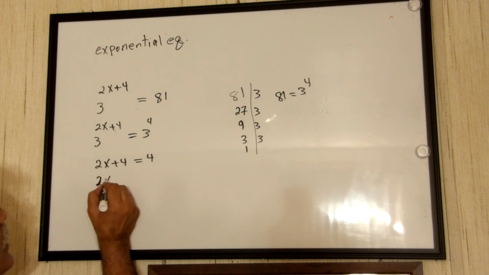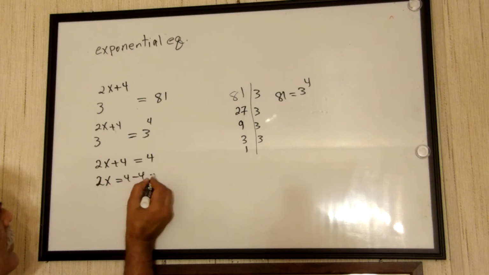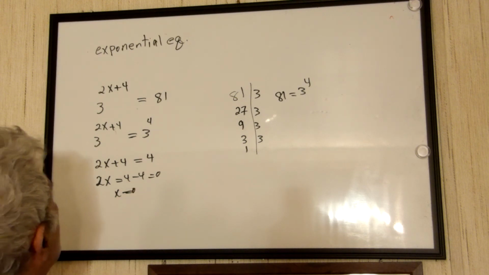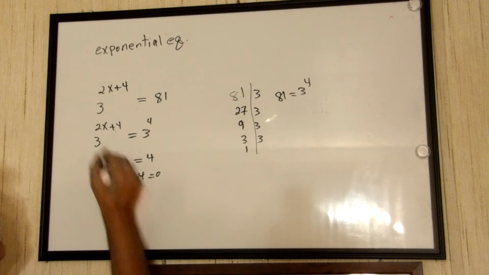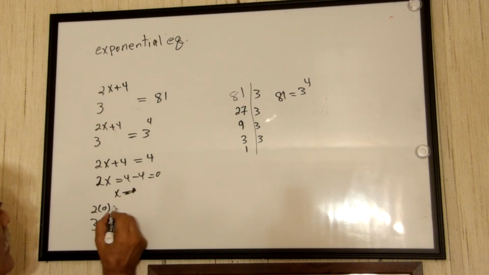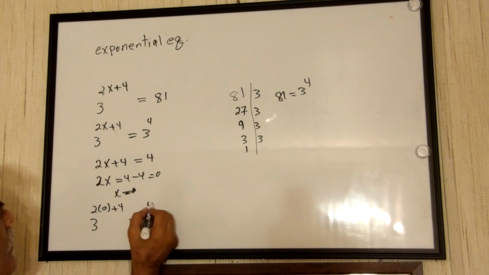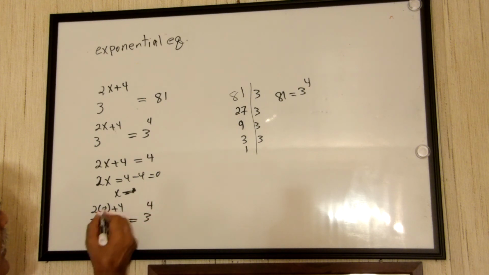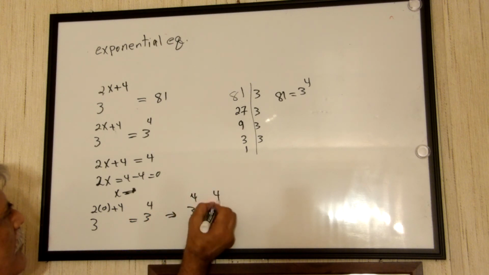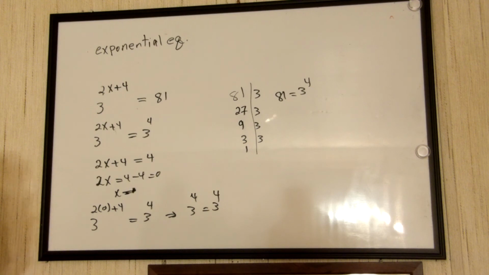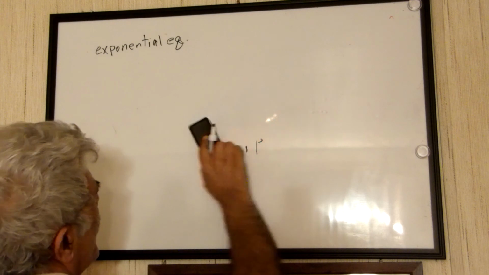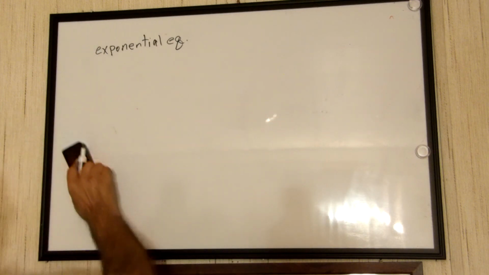So 2x is equal to 4 minus 4, so x is 0. See, if you put the value of x in here, 3 to the power of 2 times 0 plus 4 is equal to 3 to the power of 4, and this is 3 to the 4 equals 3 to the 4. So this way we can check our answer.